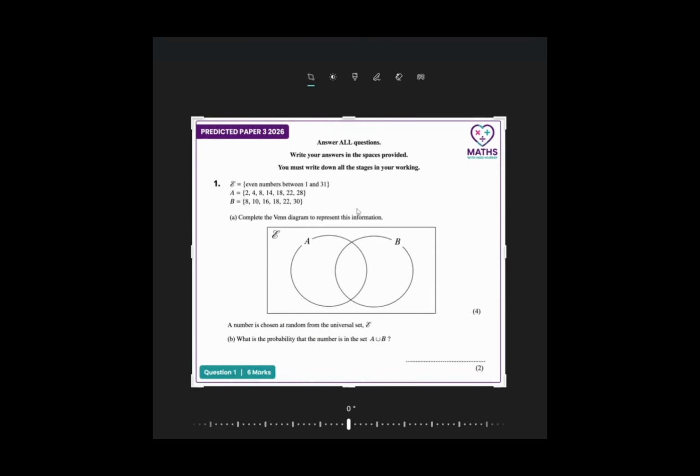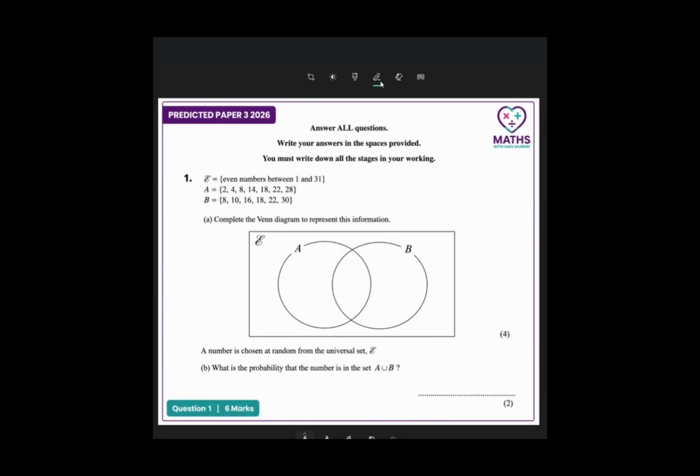And this is a Venn diagram question. Very common question to come up in the exam and has not yet appeared. So you have been given this set of numbers here, and they are even numbers between 1 and 31. So the first thing that I would do is to write down those numbers. So even numbers between 1 and 31. So 2, 4, 6, 8, 10, 12, 14, 16, 18, 20, 22, and so on.